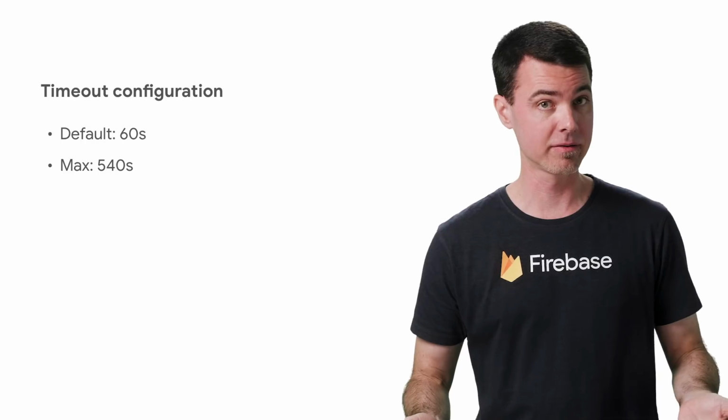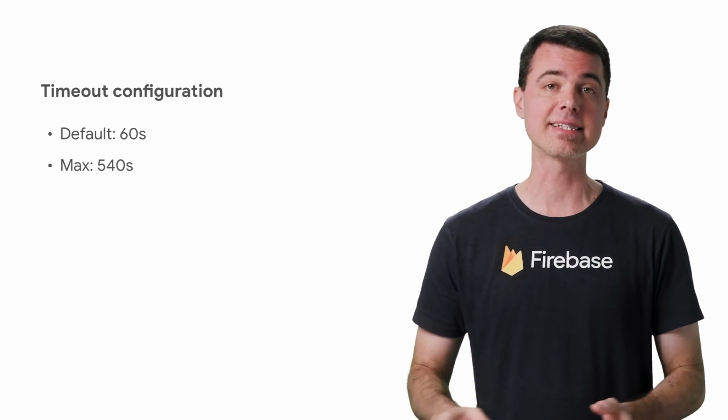Another runtime property of your function you may want to configure is its timeout. By default, all functions have a 60-second timeout.